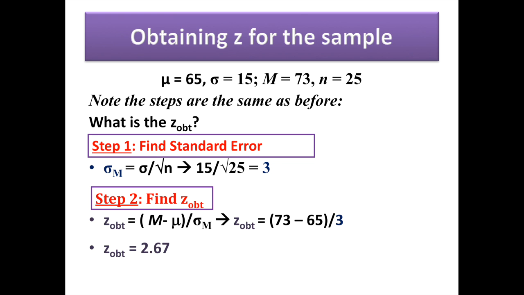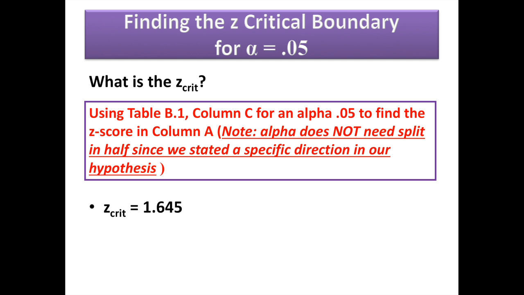Okay, same steps again. Find the standard error, find your z obtained. Use the standard error as the denominator of the z obtained. So you're going to get the same z obtained of 2.67, but this is where it gets a little bit tricky. Now we're going to find our z crit. Because we're doing a one-tailed or directional test, you just have to find the alpha 0.05, but you're going to dump it all into one side, so you don't need to split it in half. So now our z crit, that water marker we have to beat, is only 1.645. See how it's a lot lower?